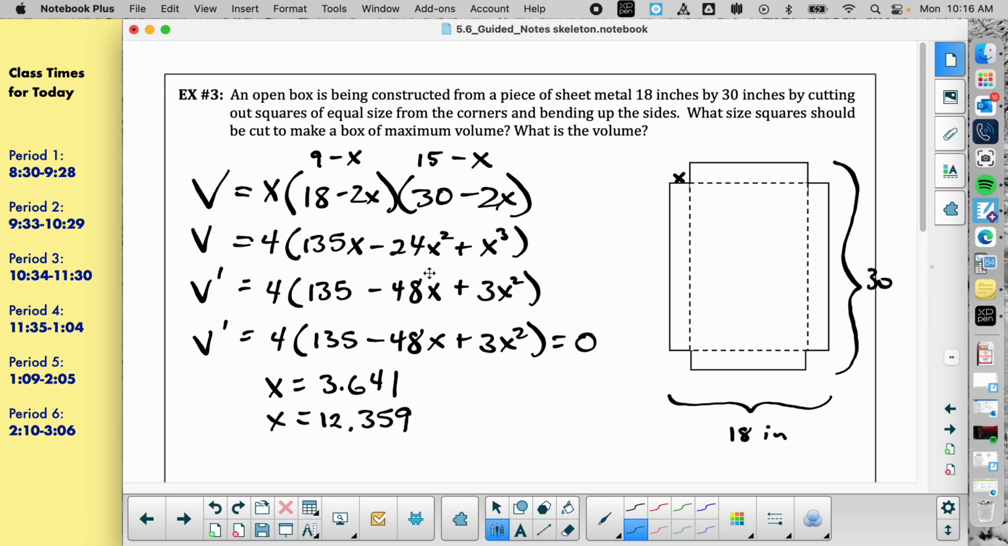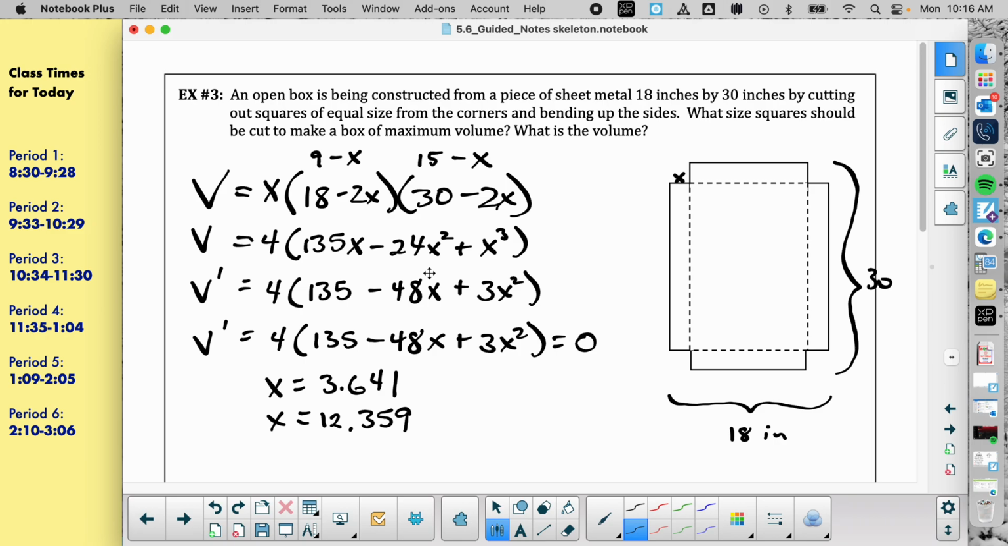Now we have an issue though. What is our issue? We have two critical numbers. We have to figure out if they're both maxes or mins. And then let's say they're both maxes. We have to figure out which one is a bigger max or if they're the same. To be honest, I wouldn't be shocked if they're the exact same.